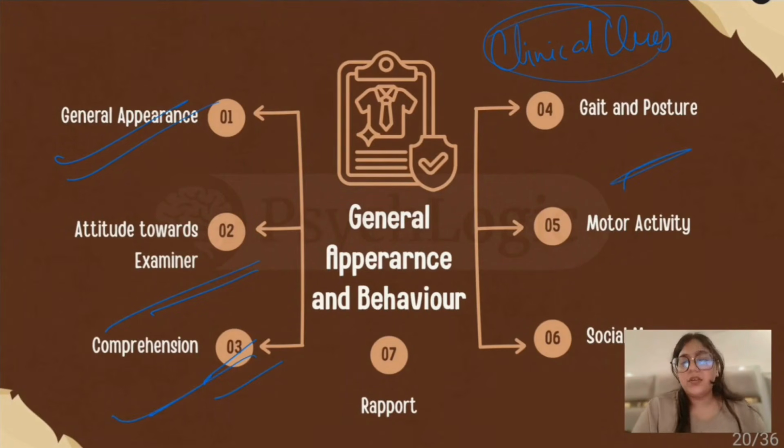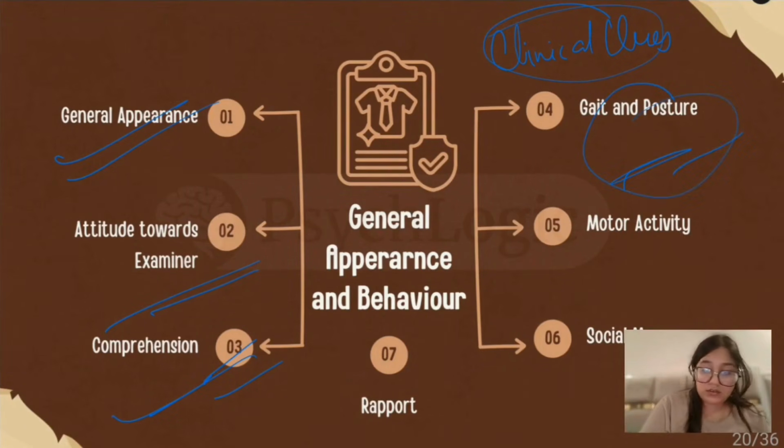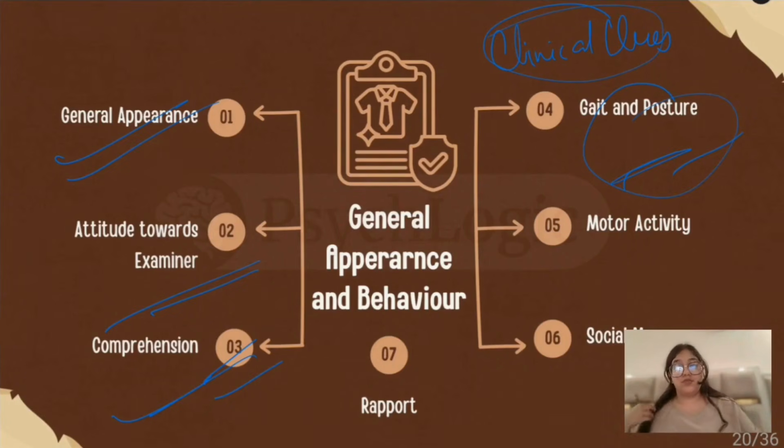Gait and posture. How are they sitting? Are they slouched? Are they just rigid? Are they stooped like this? These things matter in understanding, right? A depressed person is usually very slow, very slouched, while in a person with Parkinson's, you can see that they have a very shuffling gait. They can't just be like this or that. They just try to adjust a lot.